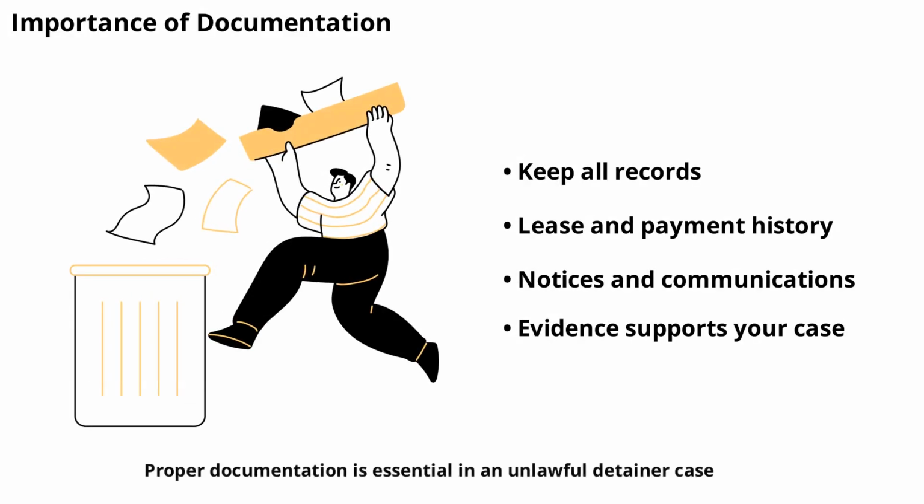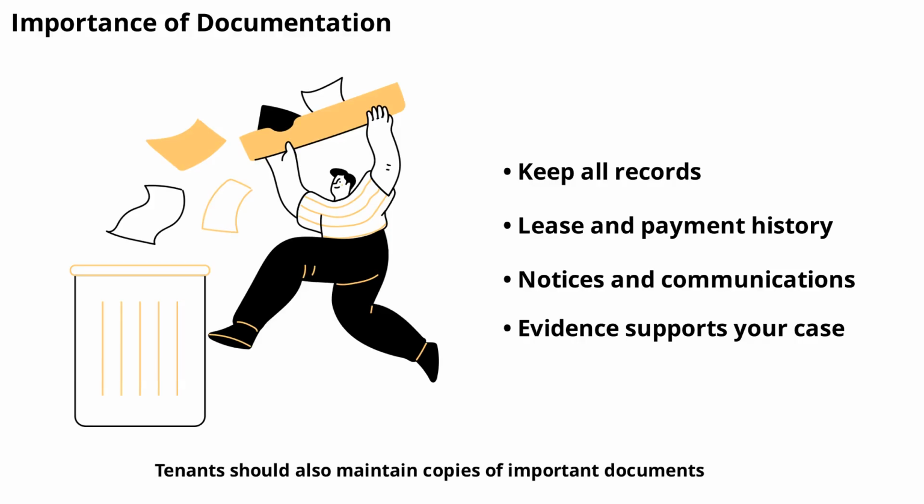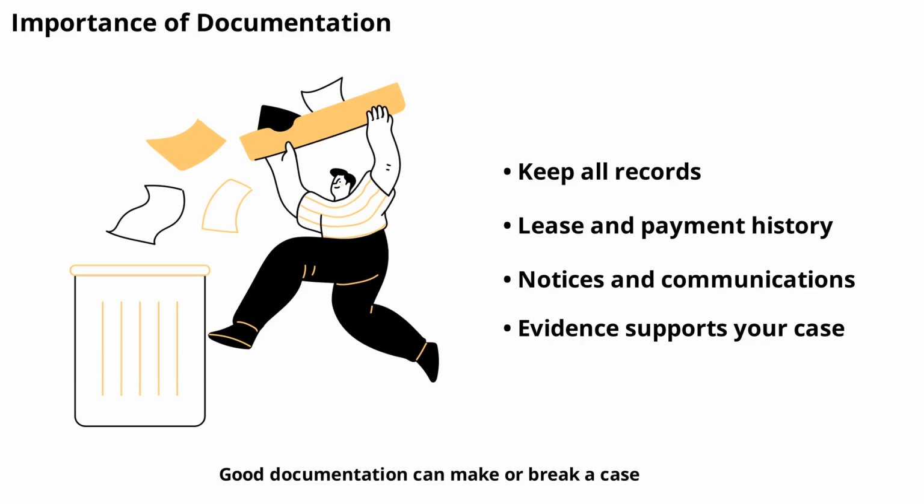Proper documentation is essential in an unlawful detainer case. Landlords should keep records of lease agreements, payment history, notices served, and all communications with tenants. Tenants should also maintain copies of important documents and evidence of any issues with the property. Good documentation can make or break a case in court and helps ensure a fair outcome.